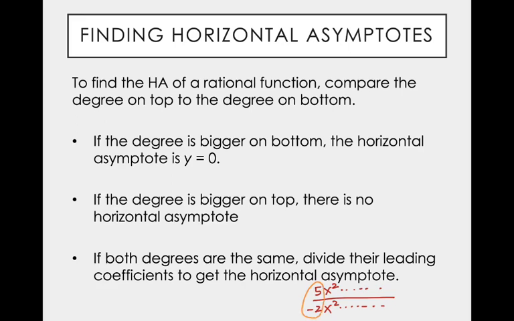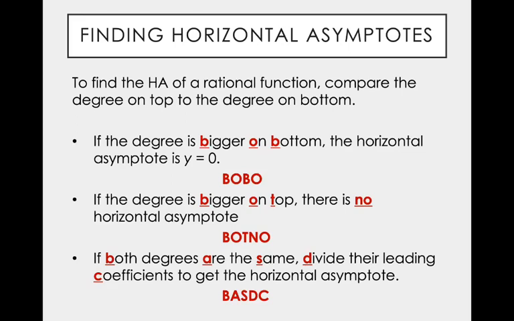Okay, and that seems like a lot to remember, these big long sentences, these 3 different things. So we have the world's dumbest mnemonic device coming to help you remember how to find horizontal asymptotes, which is BOBO, BOTNO, and BASDC. I've highlighted the letters that those stand for.